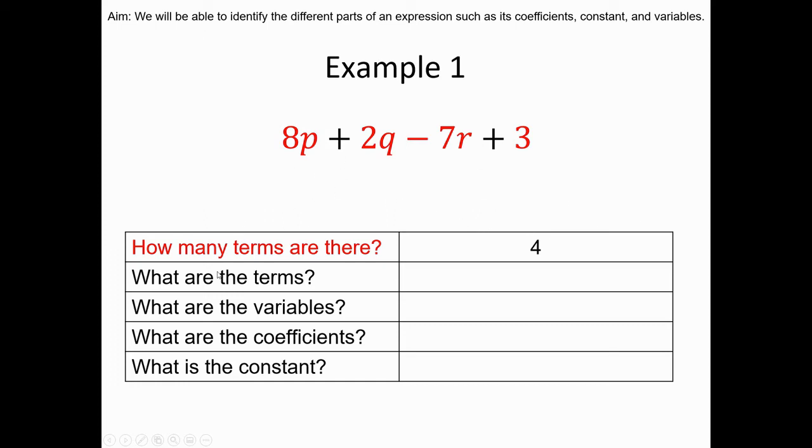But then we have to figure out what the terms are. So I have these highlighted still. 8p, right? 2q. And then a lot of people will say 7r, but it's actually, remember, negative 7r. We have to include that negative there. And then finally 3. So these are the 4 terms. We include the variables with their coefficients.